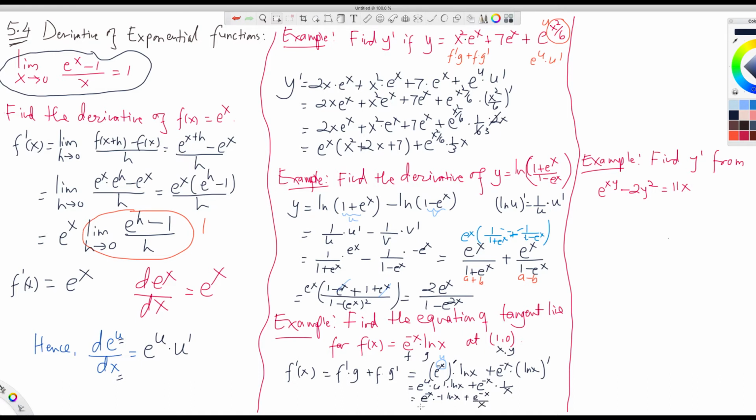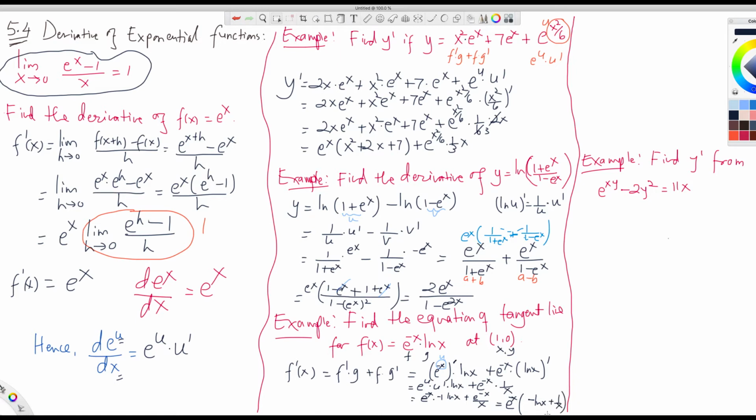Now you factor that out, okay? Factor e to the negative x out. What do you get? Your final answer will look like this. e to the negative x out. The remaining is negative natural log of x plus 1 over x.